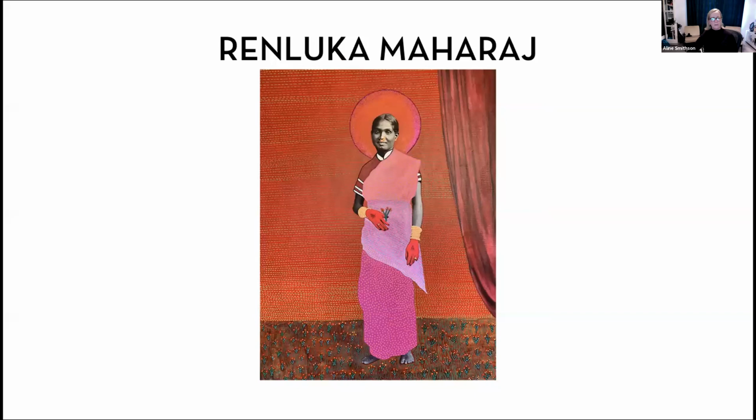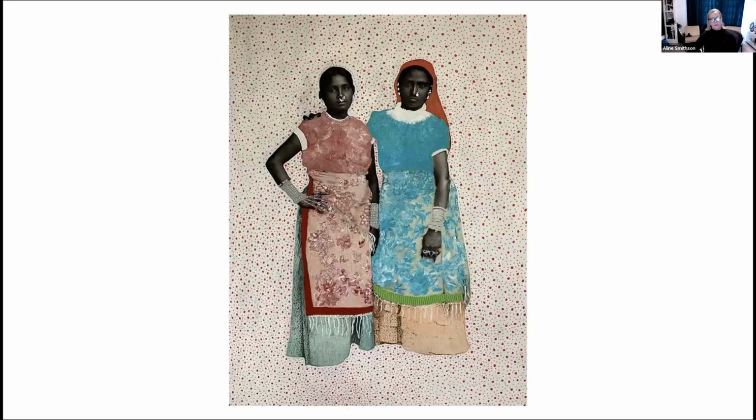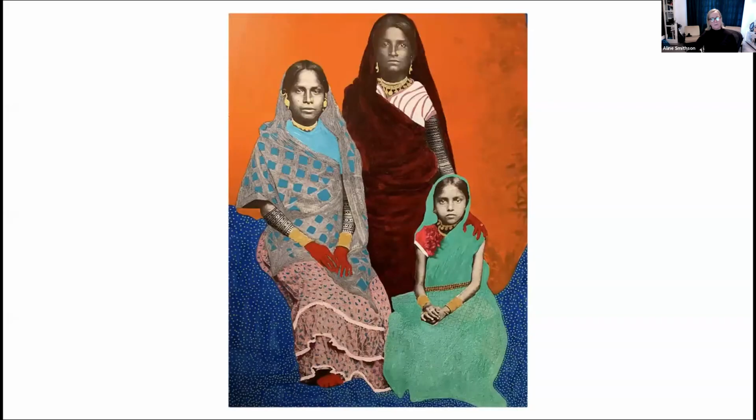And this is Renluka Maharaj, who has a show up right now at the Center of Fine Art Photography called Pelting Mangoes. And she said it's work that re-scripts and re-signifies colonial portraits of Indian women during a period of 19th century indentureship in Trinidad and Tobago. So she has painted over these photographs as a way to elevate and energize these women's portraits.